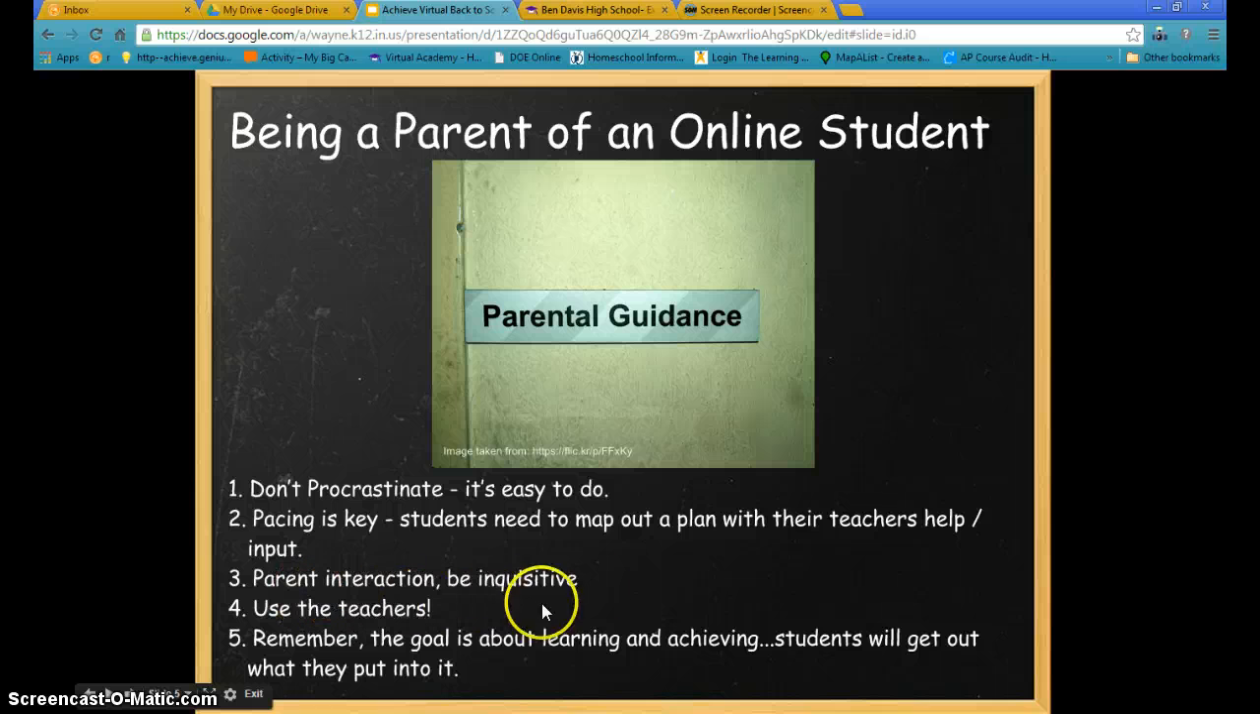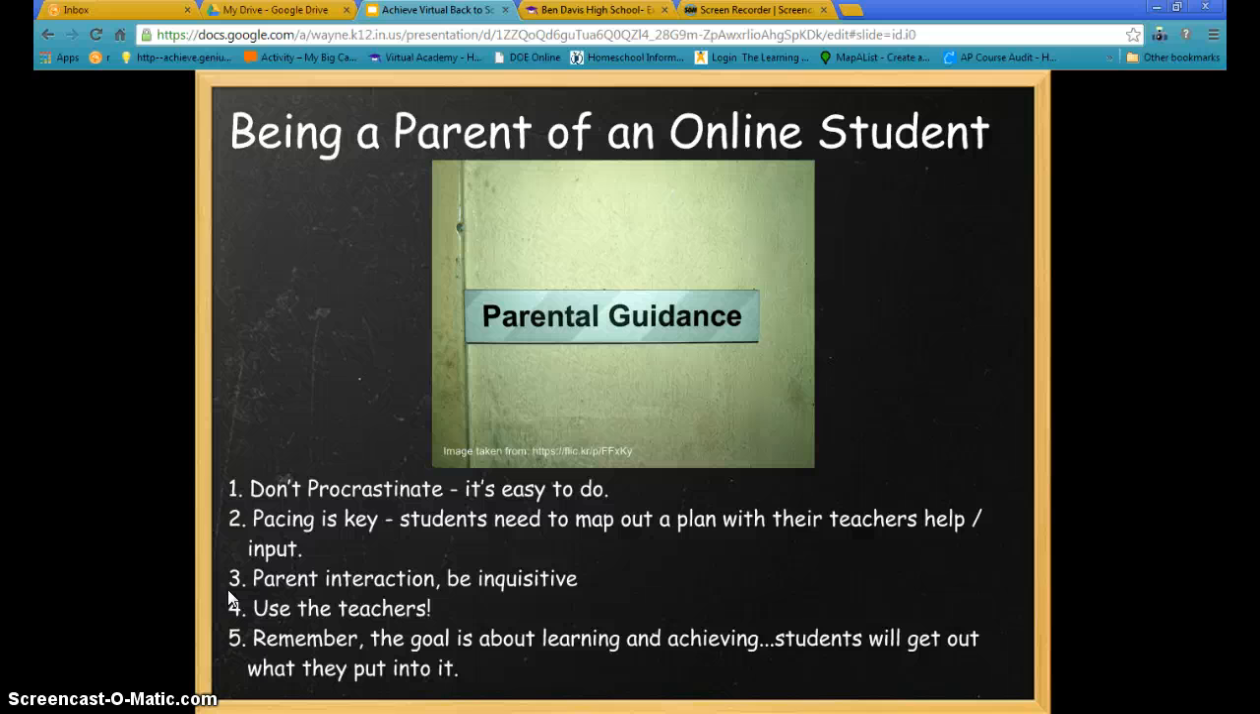We see the most potential in students, or those who do the best with the most parent interaction. So be inquisitive. Parents or guardians that are kind of monitoring your students' progress or helping push them. Be involved. Those are the ones that we see that stay on pace and tend to get the most out of an online school experience. Use the teachers. They're there for a reason. We're paying them for a reason. If you need help and need support, contact them.